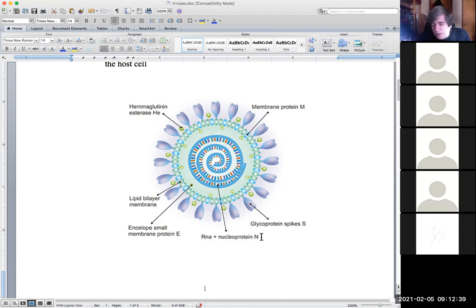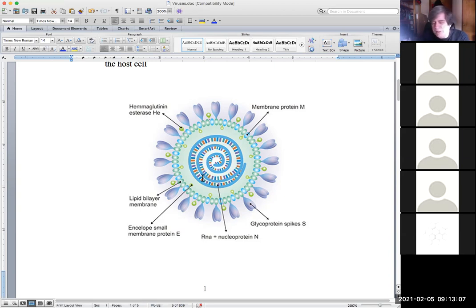So this is showing the SARS-CoV-2 virus, but notice that there are a lot of viruses that have nucleoprotein N. Notice also there's a typo in this picture. RNA, the N and the A aren't capitalized. So the SARS-CoV-2 virus is an example of a virus that has DNA as its genetic material.